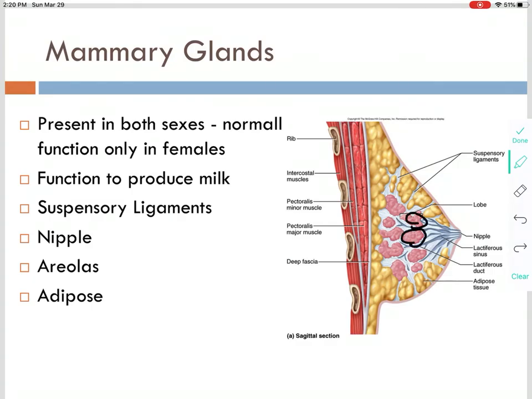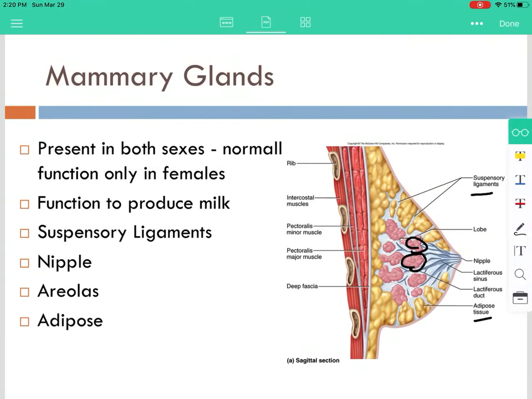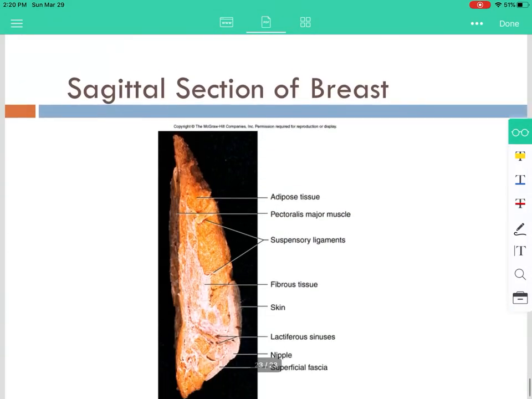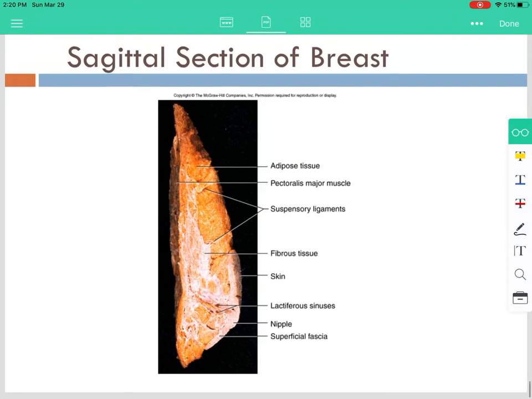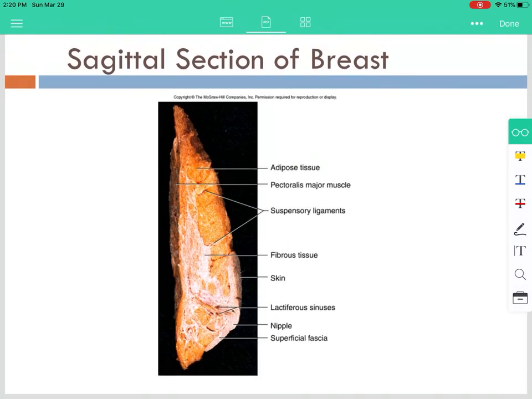So the mammary glands are located inside the breast. And of course, the breast is going to be held into place by suspensory ligaments. These mammary glands are surrounded by a lot of adipose tissue for protection. And here's a sagittal view.